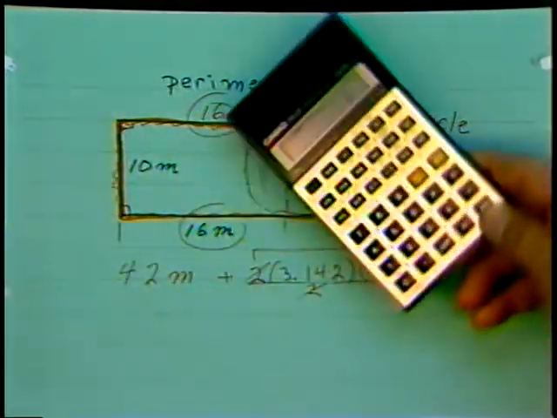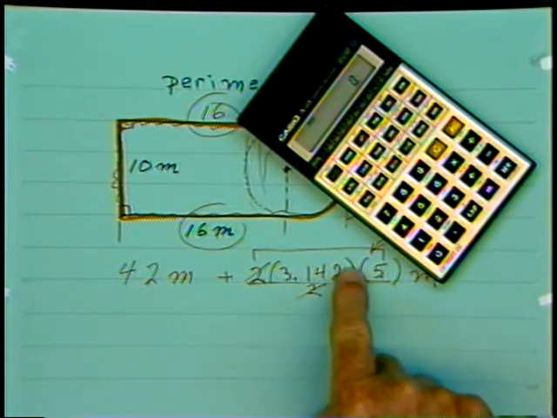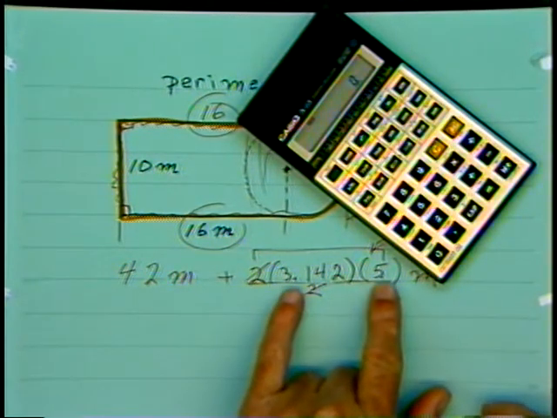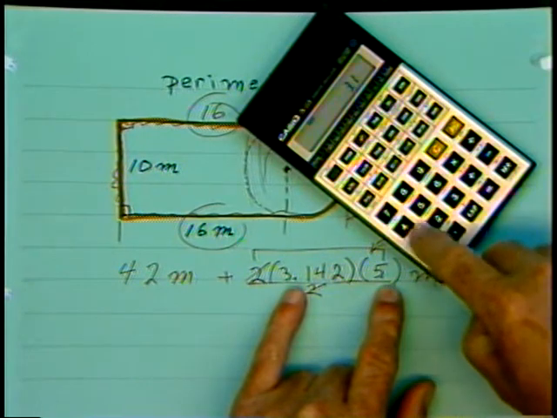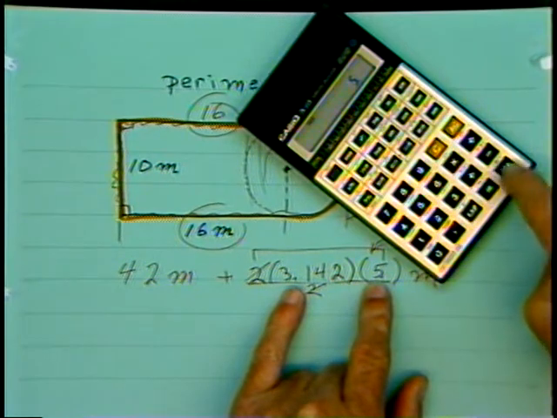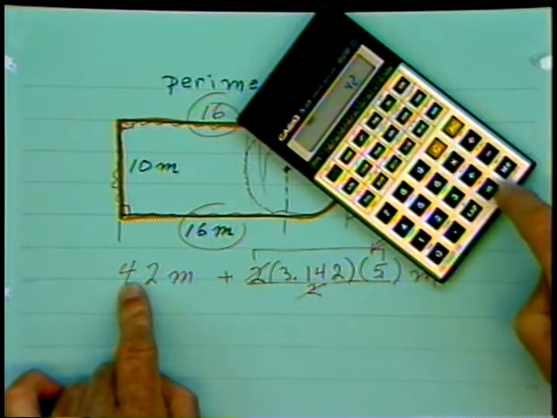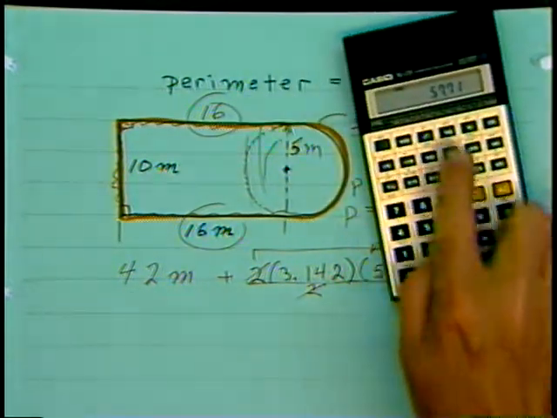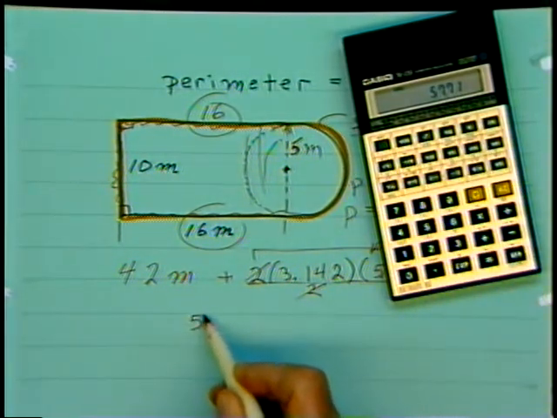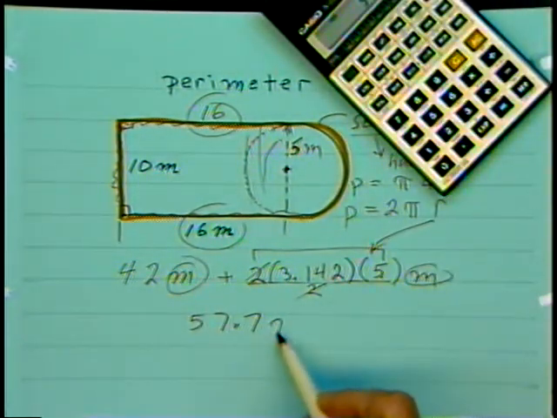And here you get to see order of operations, don't you? Here's a multiplication, here's an addition, and the order of operations says I do the multiplication first. So 3.142 times 5, and then add that onto 42 equals, we have 57.71, but if we desired the accuracy to the nearest tenth, that would be 57.7, and our units of measure was meters.